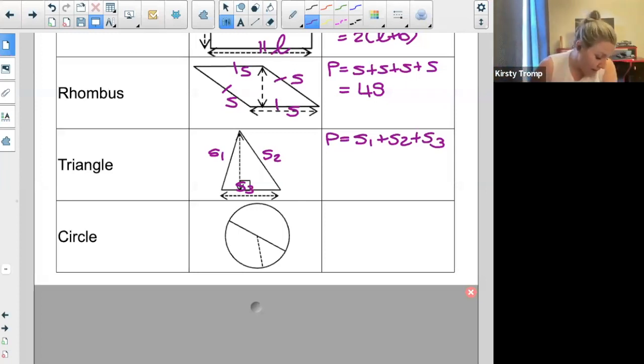So when we're looking at a circle, there's two lines here that are important. The first line goes from the one edge through the center to the other edge, and that is the diameter.